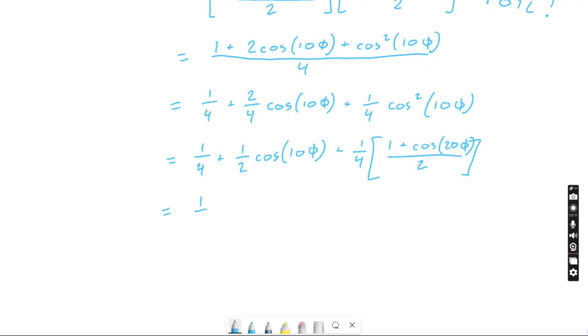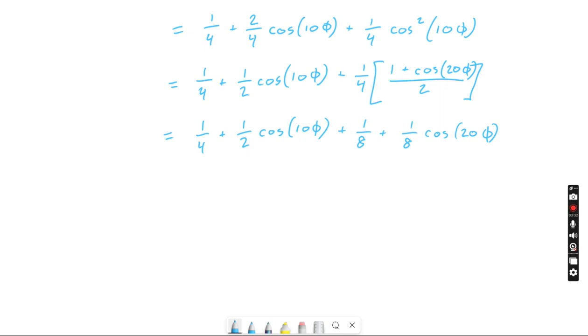And if I want to fully simplify this, according to this particular problem, we're just going to have to keep on writing everything on the left the same and maybe distribute that 1/4. That might be helpful. It's going to turn into 1/8 plus 1/8 cosine 20 phi. You might be thinking, finally, we're done. Well, not quite. There's just a little bit left.